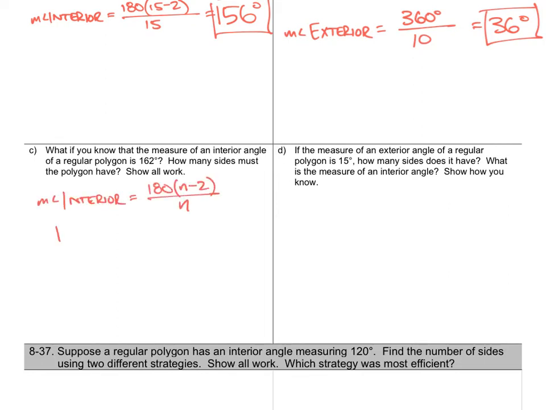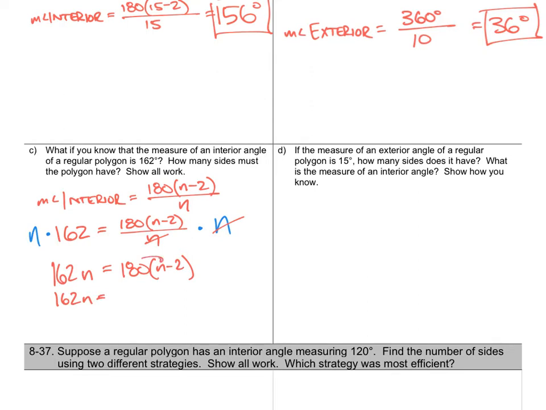So we have 162 is equal to 180 times (n minus 2) over n, and we have to solve that for n. It looks trickier than it actually is. Let's start by multiplying both sides by n. That gives me 162n on the left. The n's cancel here, so I have 180 times (n minus 2) here.